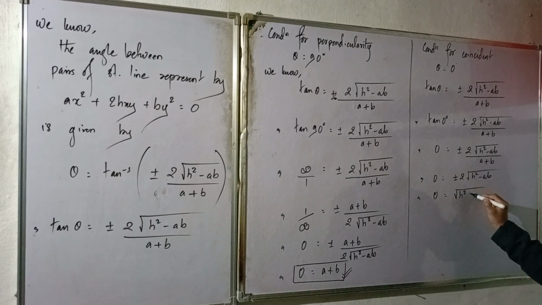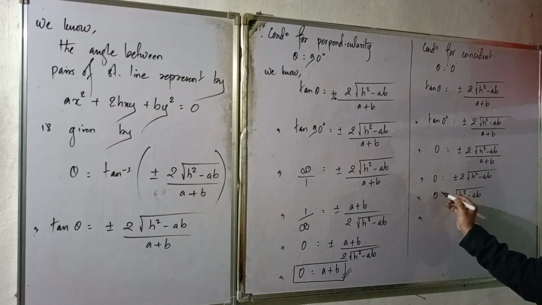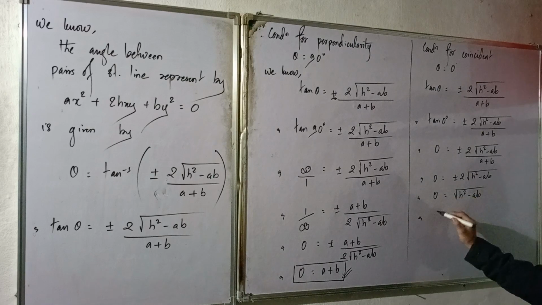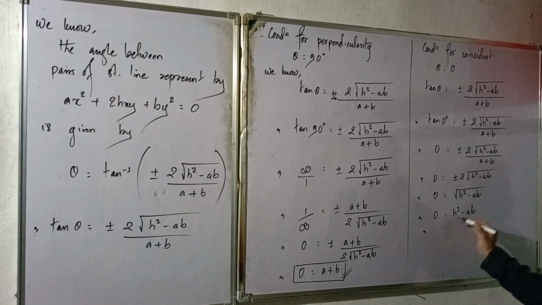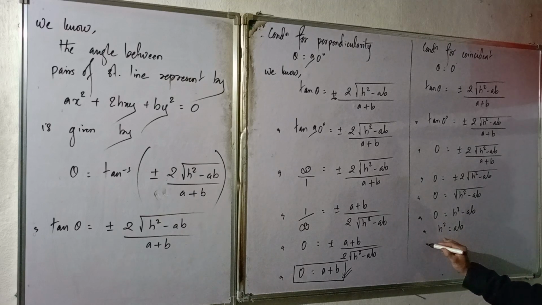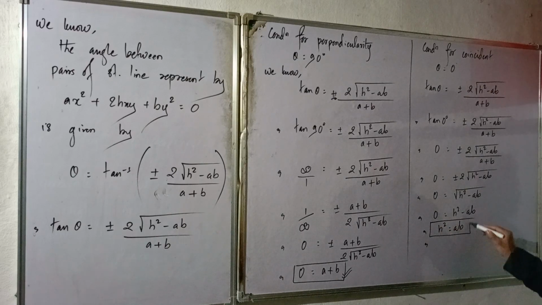The remaining will be the root of h square minus ab. And when you move this root sign to the other side, it becomes 0 square, which is also 0. So h square minus ab equals 0. Now move this apart, so h square equals ab. You should only need to remember this. This is the condition for coincident.